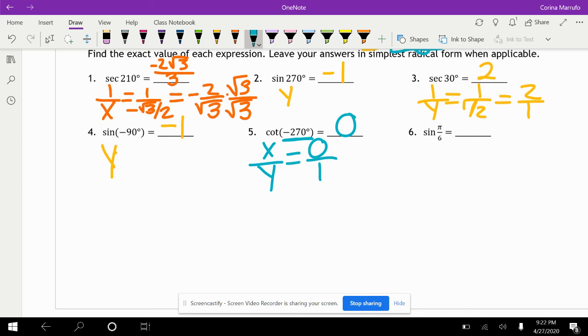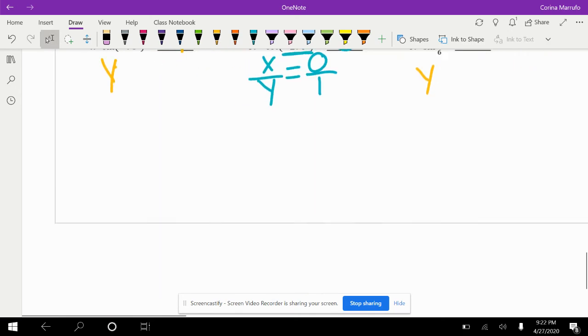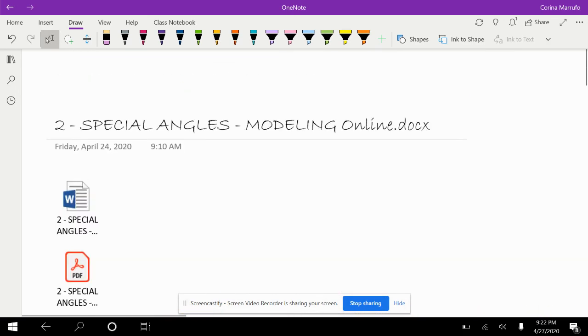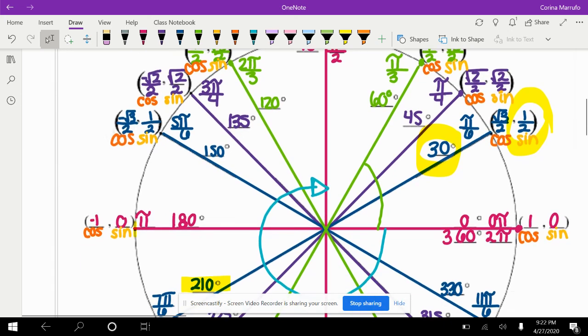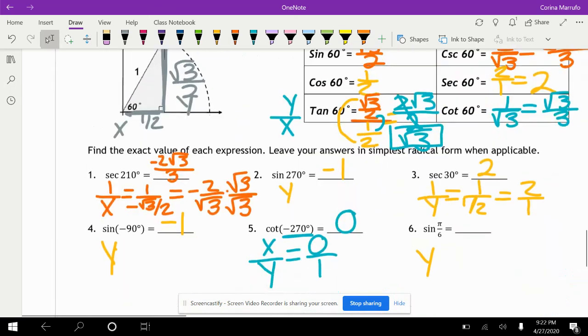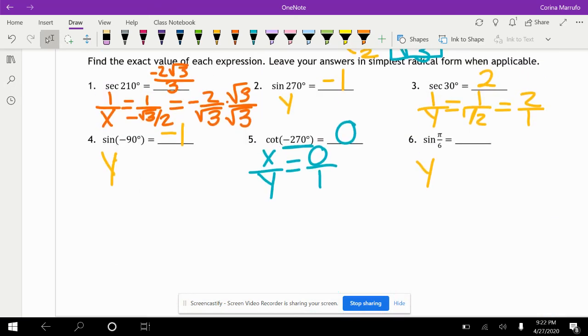Now last, we're looking up the sine of pi over 6. So we need to remember sine is our y value. And we're going to look up pi over 6. So we look at our unit circle. Here it is. We look for pi over 6. I found it right here. Our y value is 1/2. So we go back, and here it is, 1/2.